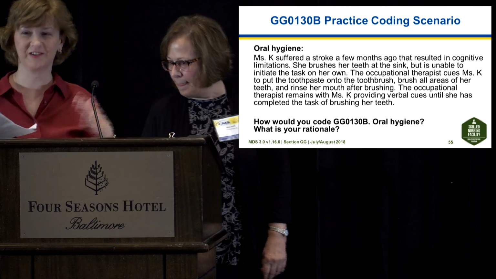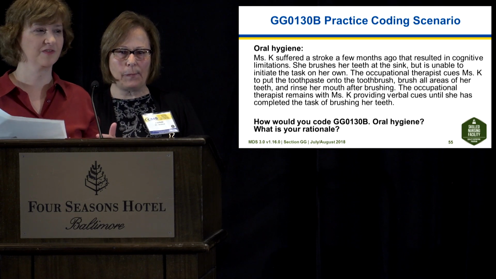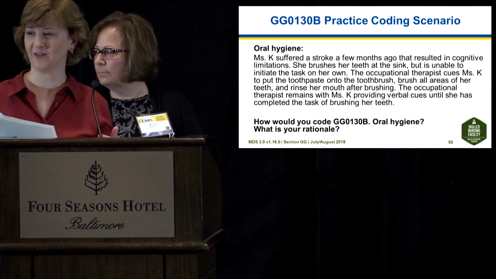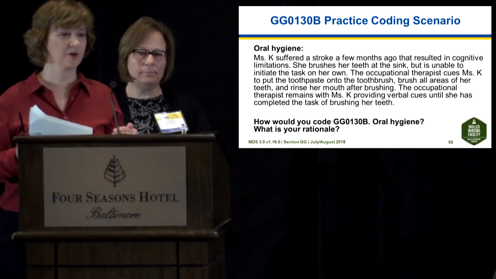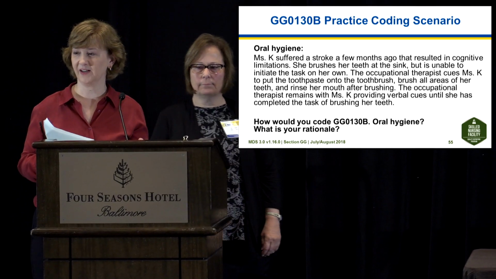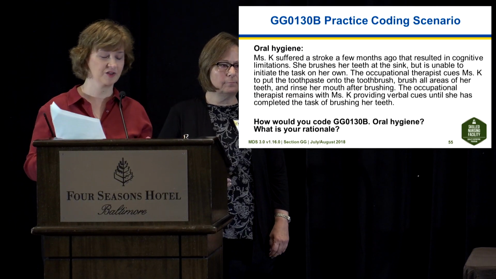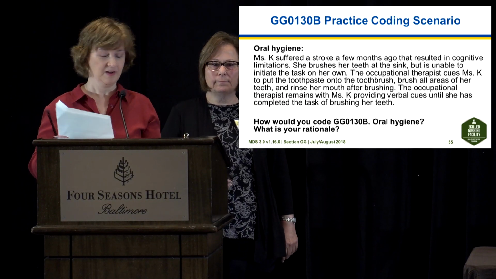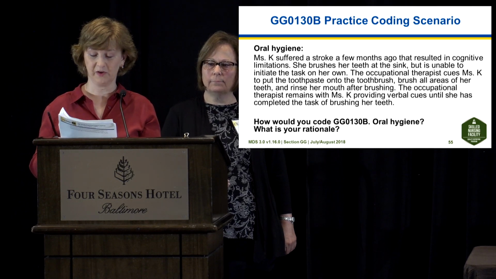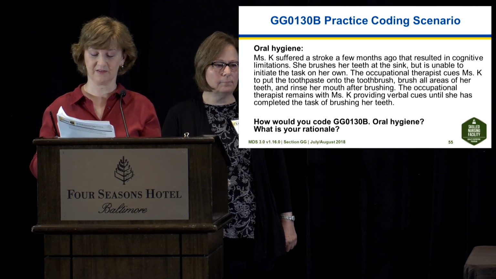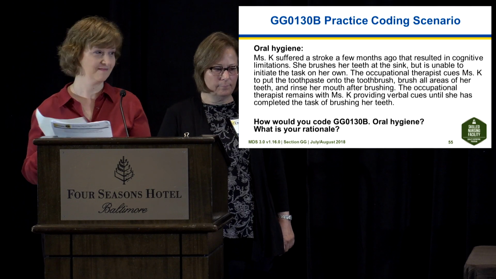Going to the decision trees, the first question is, does the person need assistance? Yes. Then, does the person only need setup or cleanup assistance from one helper? No, so we're moving down the decision tree. Then the question becomes, does the person need just supervision, verbal cueing, coaxing, touching assistance, or contact guard? What do you think?